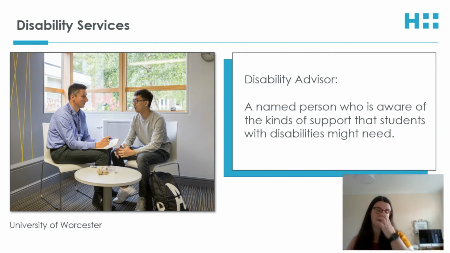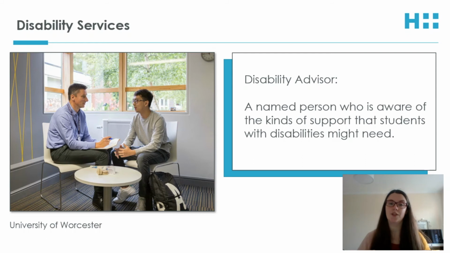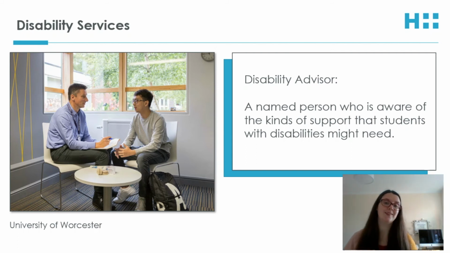So some of the things that disability services can do is help you to figure out the best kind of support that you need. They'll put that in something called a learning support plan. They can also help you to talk to your lecturers or other university staff about your condition and how to manage it. They can talk you through applying for DSAs if you haven't already, and they can also signpost you to any other help that you might need outside of the university.